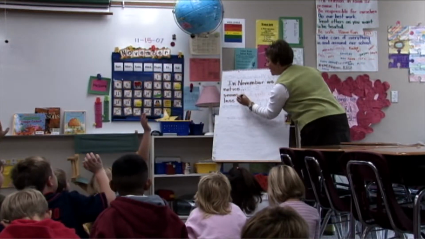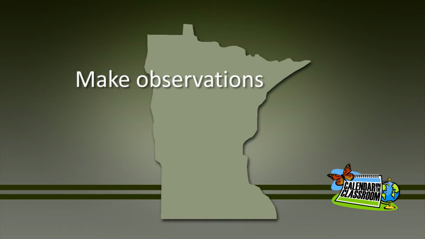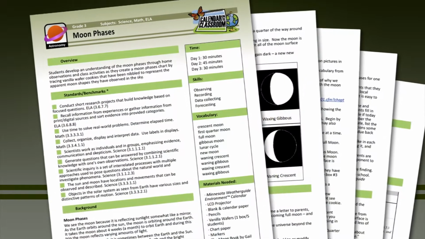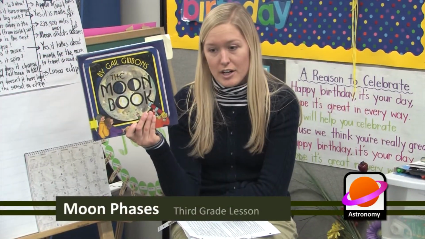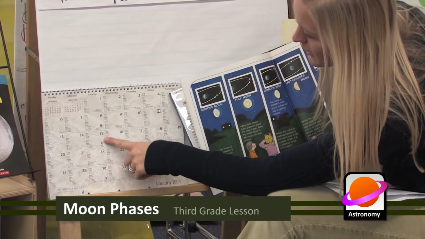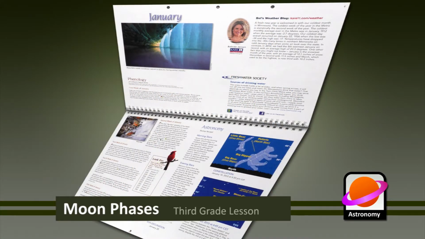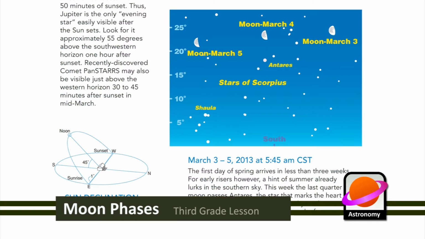It's a great resource. One state standard requires students to make observations, organize data, and describe patterns in the data. The third grade lesson in the astronomy category on moon phases perfectly fits this standard. First, the students are introduced to the concept of phases of the moon. The dates on the calendar clearly indicate when these phases will occur each month. Explanations between the pages of the calendar provide additional material on this topic.